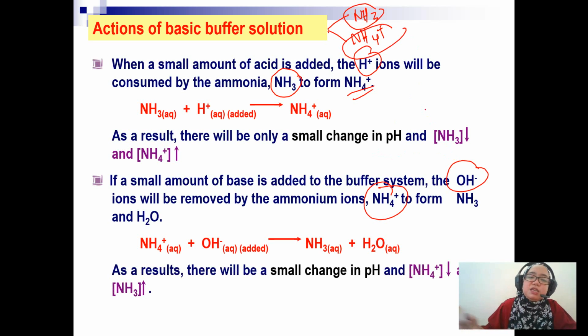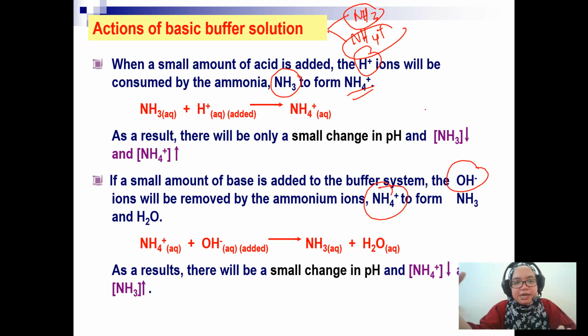So sekarang ni bila you add base, dia akan consumed by the cation NH4 plus. So tak ada beza juga. As a result, there will be a very small change in pH, and the concentration of NH4 plus will decrease, and the concentration of NH3 will increase. Okay.